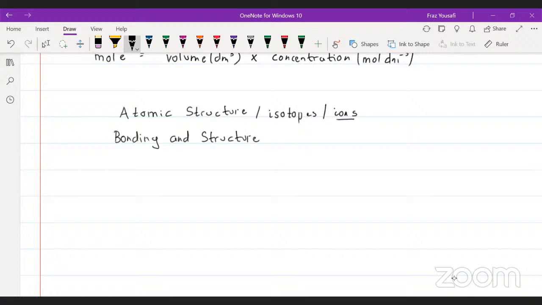Bonding and structure. More importantly than just knowing the basic ideas, they can ask you very straightforward questions on how an ionic compound is made between, let's say, magnesium and chlorine, where you'd have to get across to them that magnesium loses 2 electrons and a chlorine molecule gains 2 electrons, or 2 chlorine atoms each gain 1 electron apiece to form the ionic compound magnesium chloride.